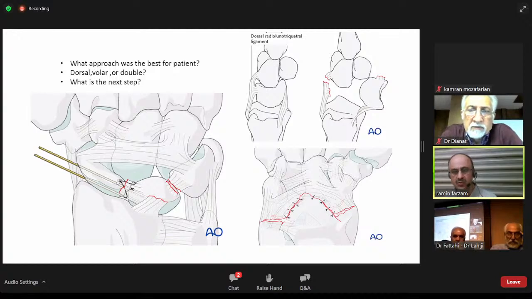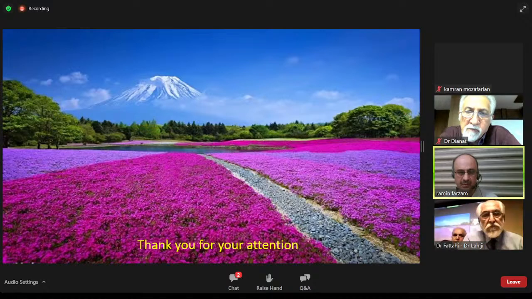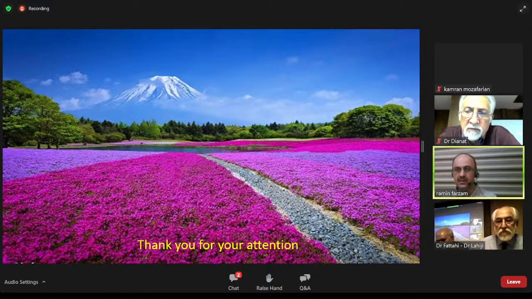And in the double approach, you can easily repair all the ligaments, fix all the fractures, and reduce the dislocation. But adhesion is a problem, and we have more limitation of range of motion and also an increased risk of AVN. So I thank you for your attention, and I am ready to hear your answers to these questions. What approach was the best for the patient? And what is the next step for the patient?